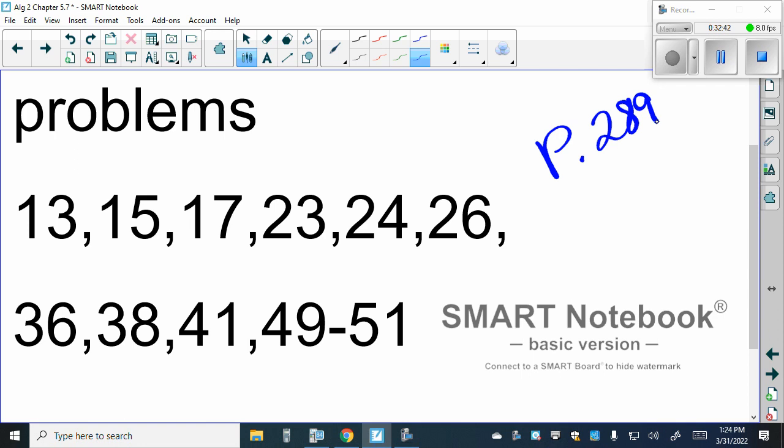Now this is your last assignment for chapter 5. It's on page 289. Problems 13, 15, 17, 23, 24, 26, 36, 38, 41, and 49 through 51. Don't graph. Like I said at the beginning of the year, unless I specifically tell y'all to graph something, don't graph. I'm not going to make y'all graph any of these here.